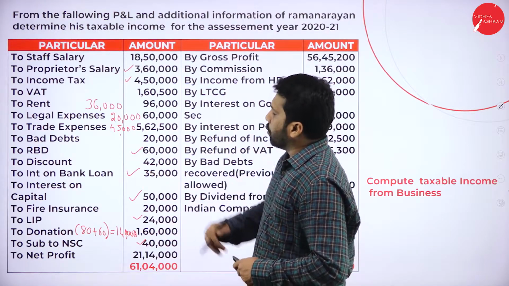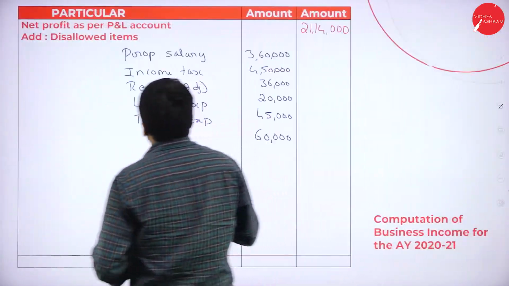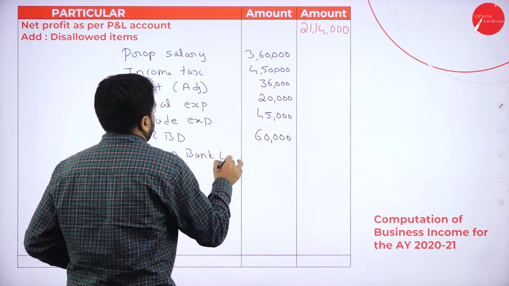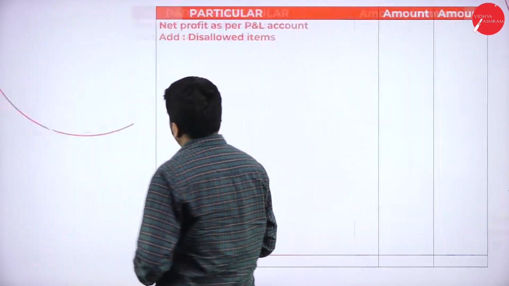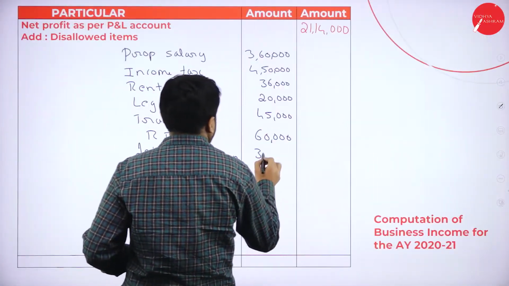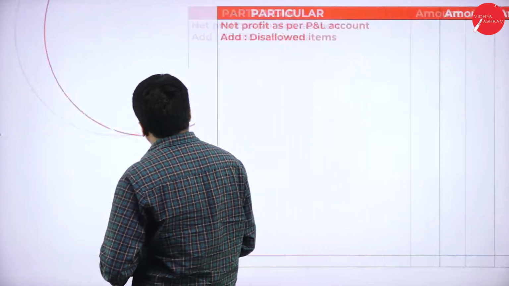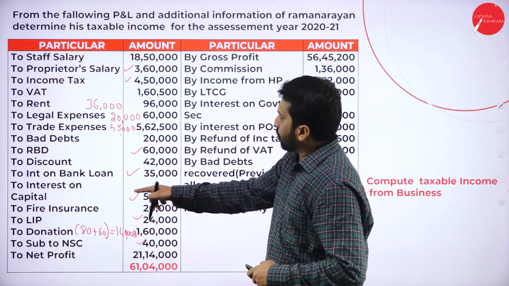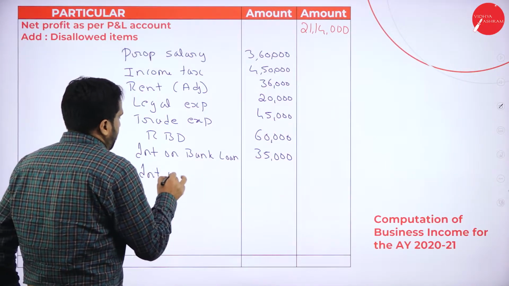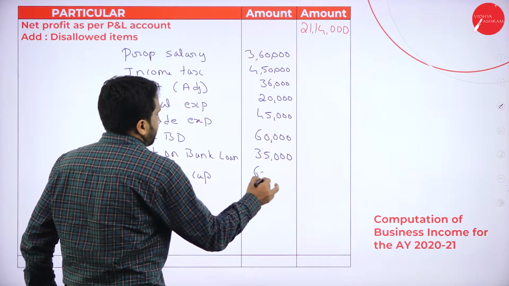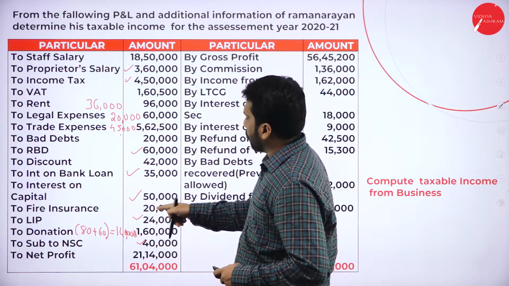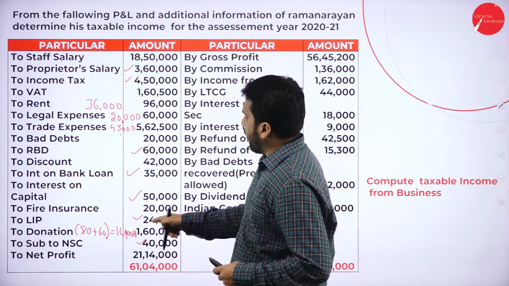Interest on bank loan 35,000. I'll cross check once how much it is. Yes, it is 35,000. After this, what is the next one? Interest on capital, it is 60,000. Then after this we have fire insurance part of the business, and we have LIP.